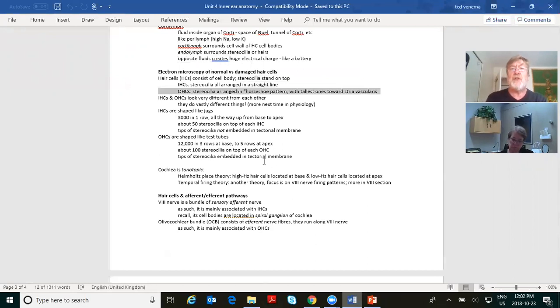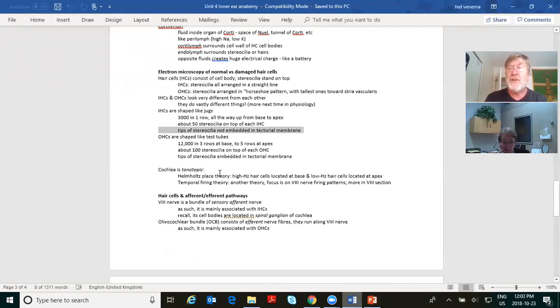IHCs and OHCs look very different from each other, and that makes sense because they do vastly different things. More on that in physiology next week. Inner hair cells are shaped like jugs, 3,000 of them, all in one row, all the way up from the base to the apex. 50 stereocilia on top of each inner hair cell. The tips of the stereocilia are not embedded in the tectorial membrane.